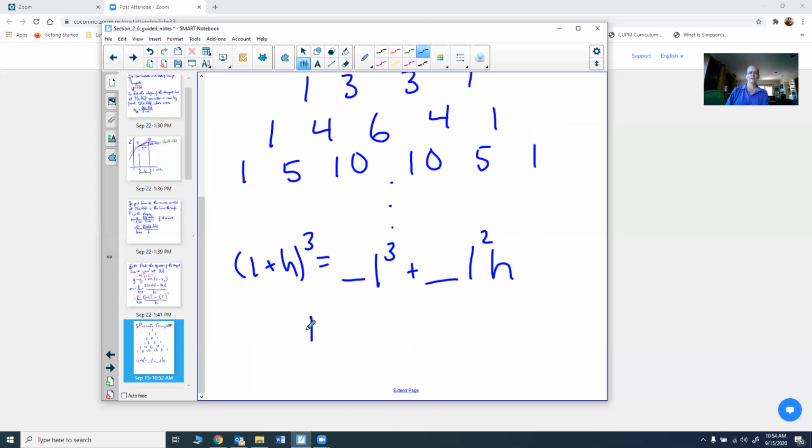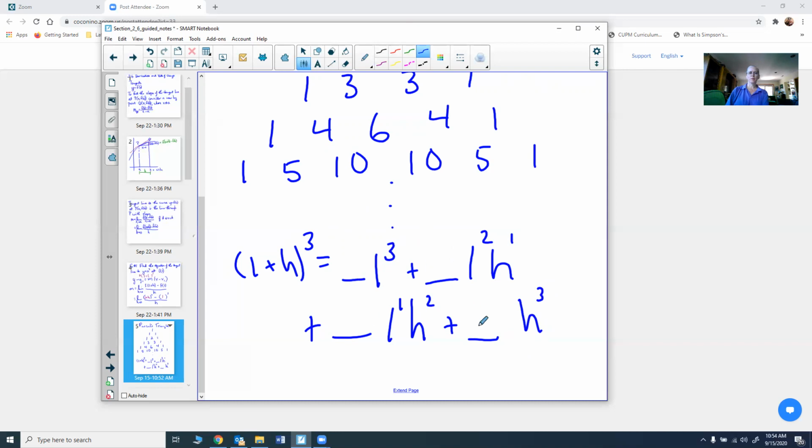Then we're going to add in something, and then we reduce the power on the 1 to 1, and increase the power on the h to 2. Notice 1 plus 2 is 3, 2 plus 1 is 3, 3 plus 0 is 3. So each time those powers add up to 3. And then we have something times, reduce the 1 down again, which means it's gone, and we increase the h power, which means it goes to 3. Since we're doing a cube, that's where you stop.